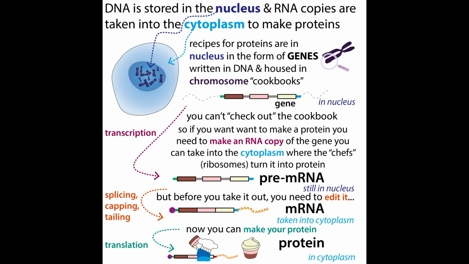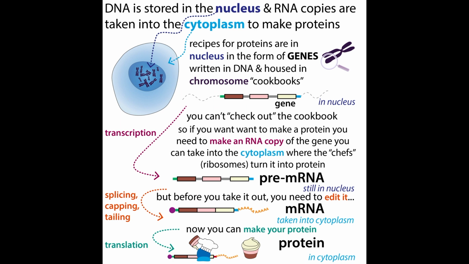Proteins are like the workers of your cells. They're the things that do everything from piecing together DNA letters to holding together the walls of cells. The instructions for making these proteins are called genes, and they're stored in the nucleus, which is a membrane-bound compartment inside of cells. These genes are stretches of DNA. RNA copies of these recipes are taken out into the general cellular interior, the cytoplasm, in order to make proteins from them. You can't check out the cookbook because you want to protect those original recipes.